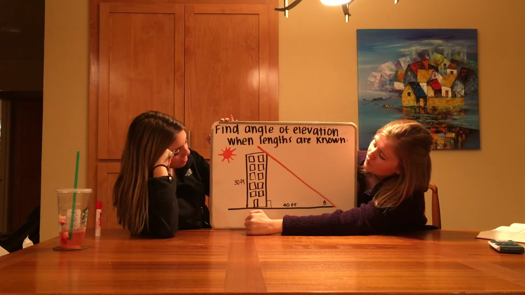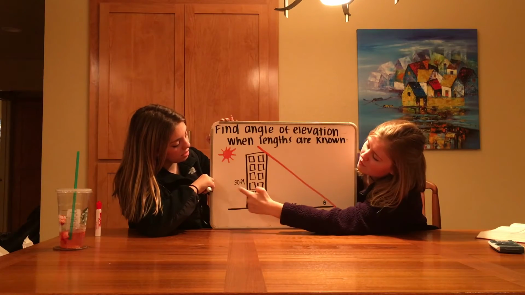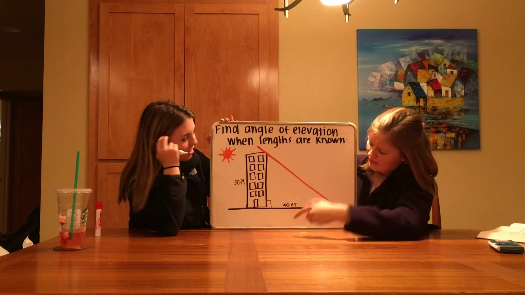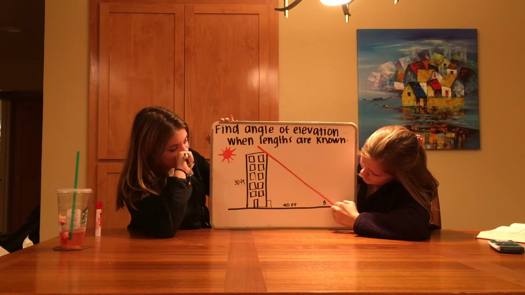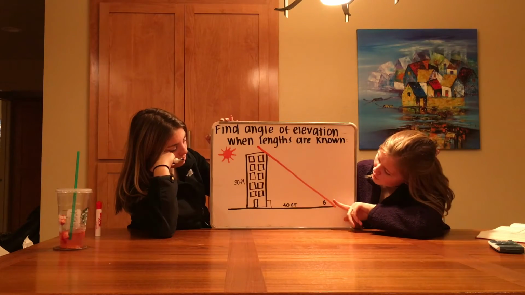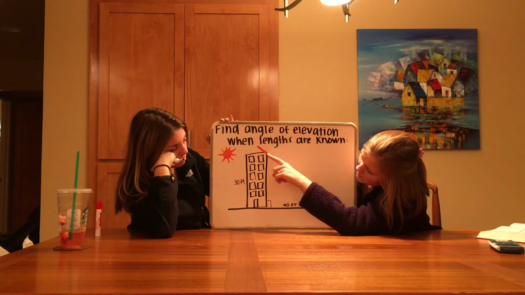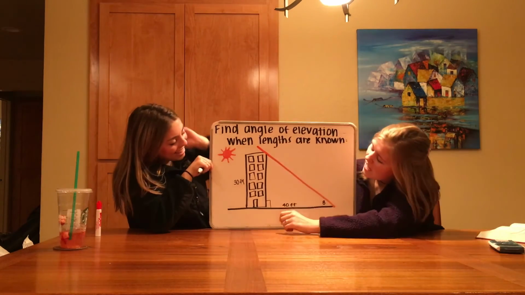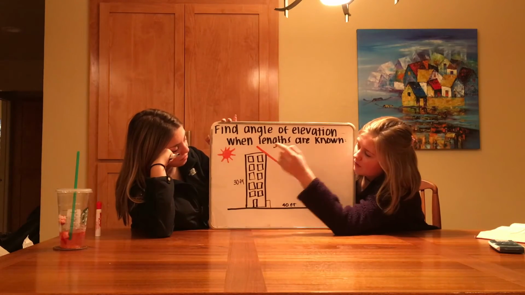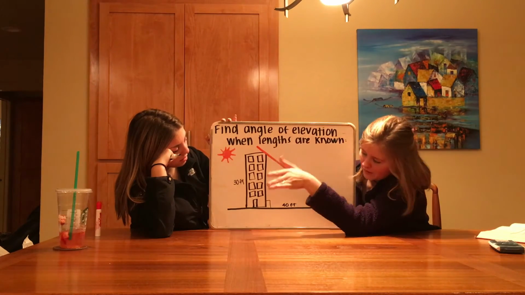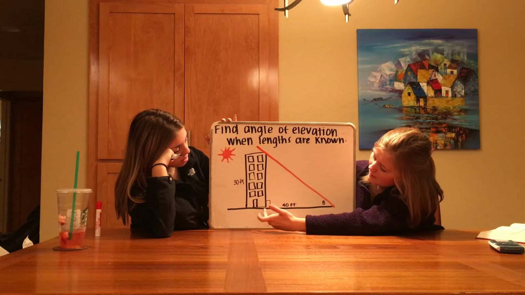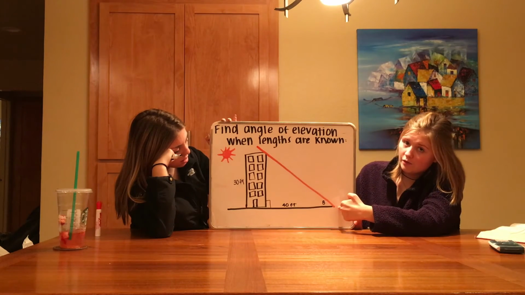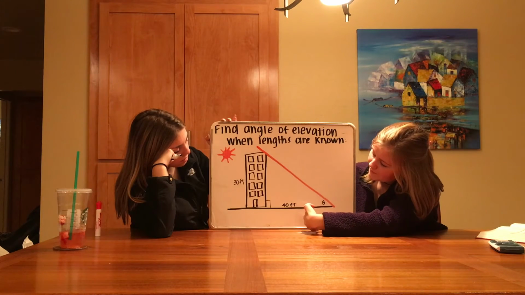In the building, we have two known lengths. The building is 30 feet tall, though it's not to scale. It's called the angle of elevation because it's going up. Get it? Here's the sun. We're looking to the top of the building, so it's the angle of elevation because we're looking up, not down. The length from the building to where the angle is, is 40 feet.